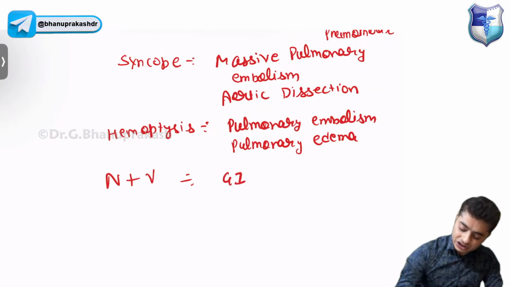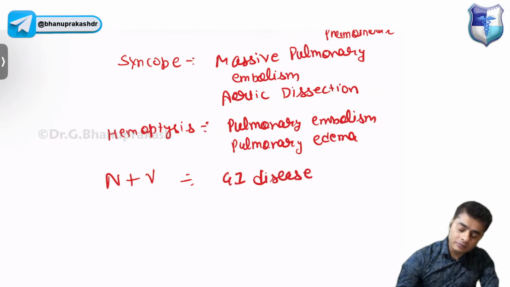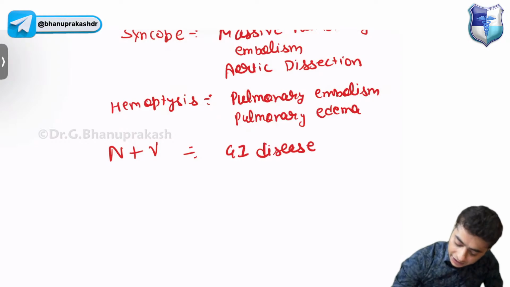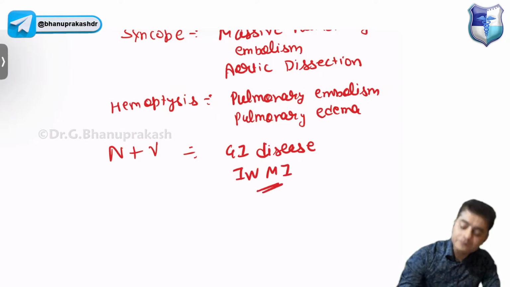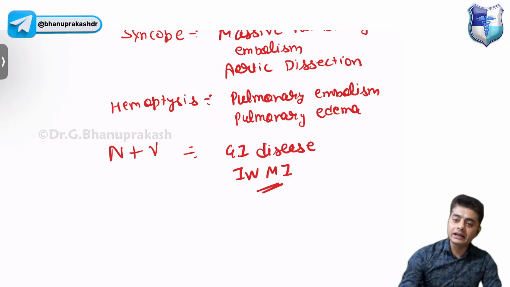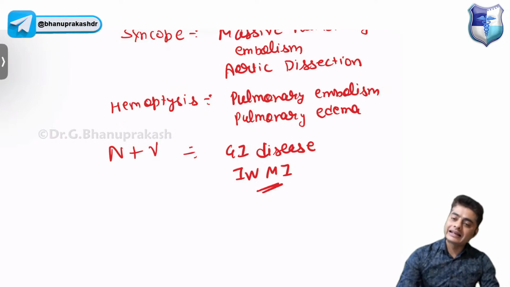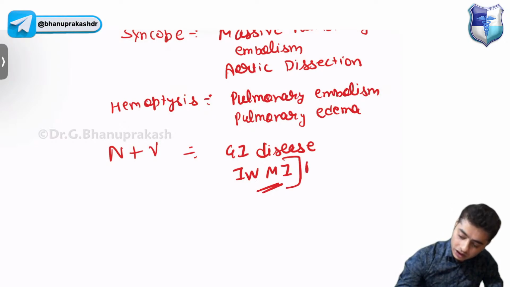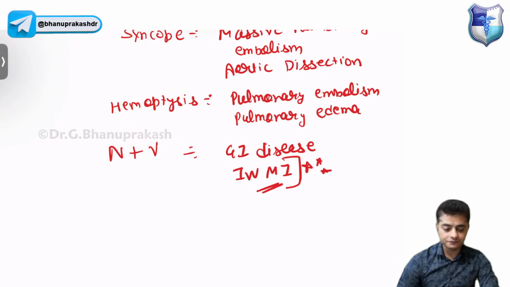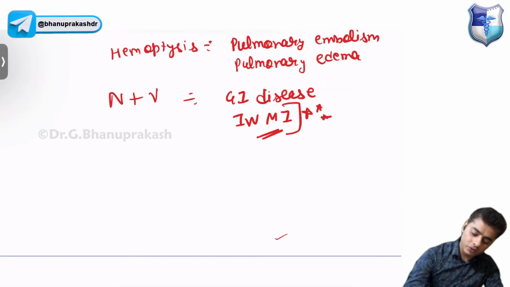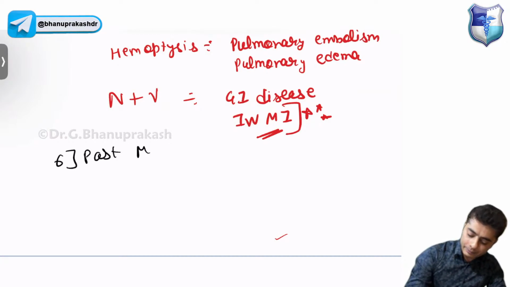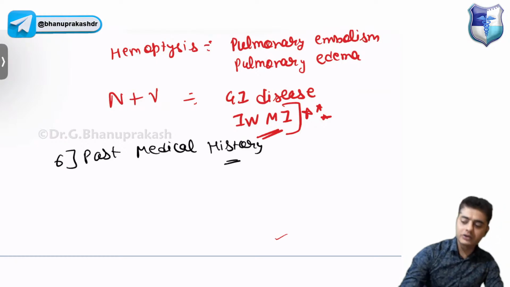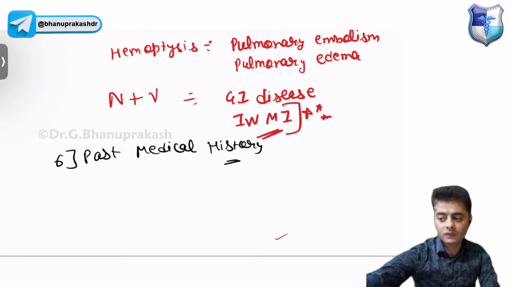Okay. Other symptoms are nausea plus vomiting, seen in GI disease. And nausea plus vomiting is very specific, when it comes to MI, for your inferior wall MI. So if you are suspecting an MI and nausea, vomiting, hiccups are there, you have to suspect that it is your inferior wall MI. And last but not the least, most important, you have to take the patient's past medical history. Okay.